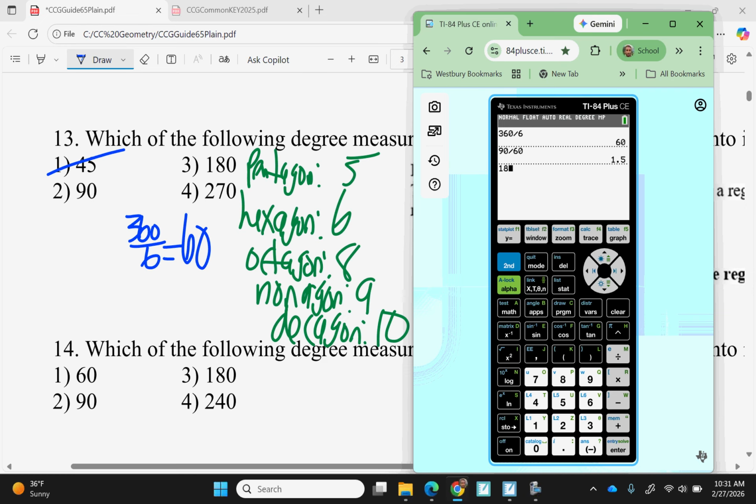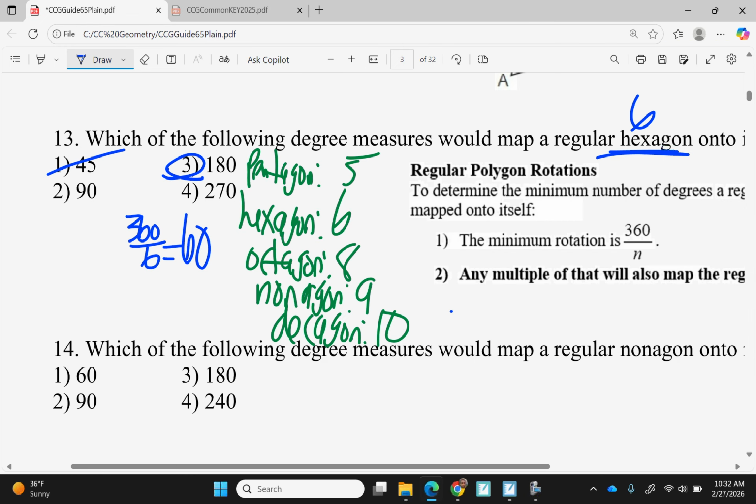No, it doesn't go evenly. Is 180 a multiple of 60? Yes, it does go evenly. Is 270 a multiple of 60? No, it doesn't go evenly. The answer is choice 3, because 60 times 3 is 180. We find the minimum rotation by doing 360 over the number of sides, and then any multiple of that will also map it onto itself.